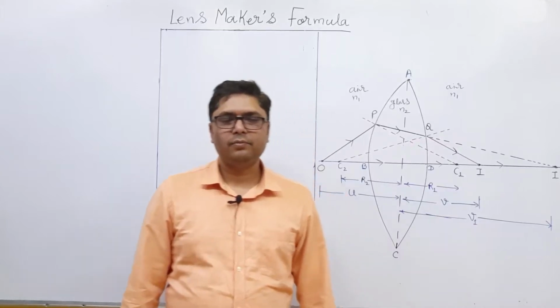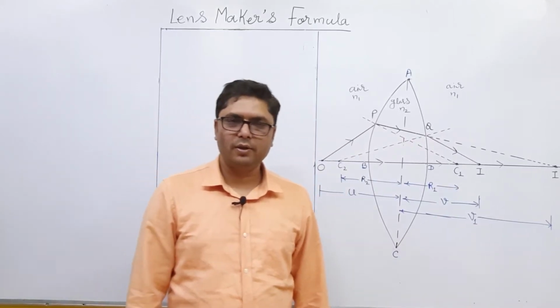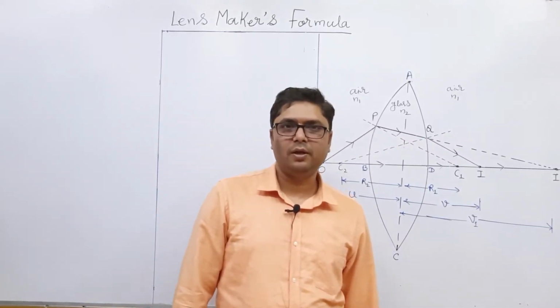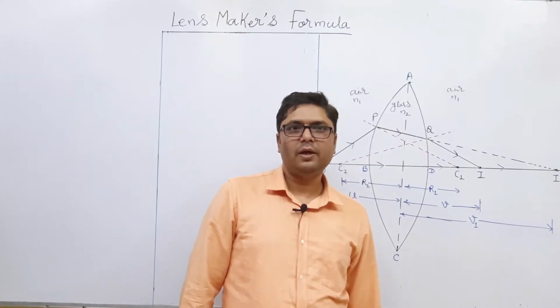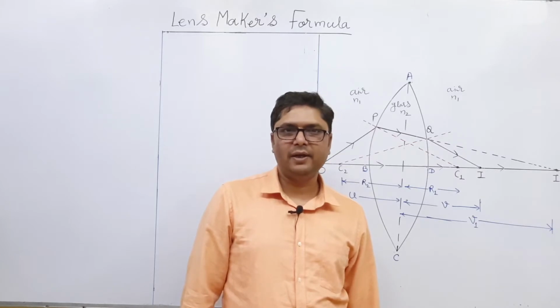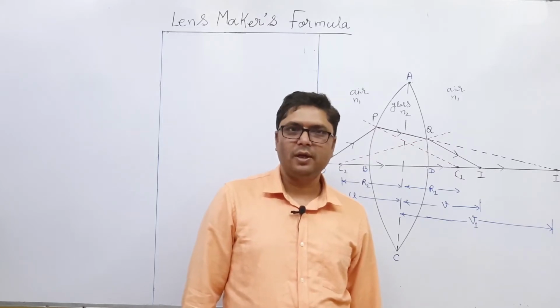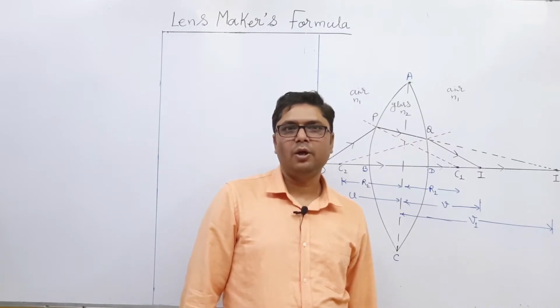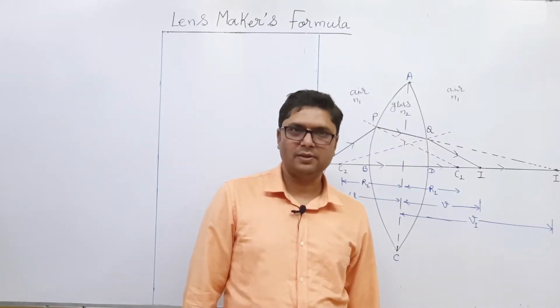Hello student, in this video you are going to understand the Lensmaker formula. The Lensmaker formula gives you the relation between focal length, refractive index and radius of curvature. This formula is used to find the focal length of a convex lens as well as a concave lens.